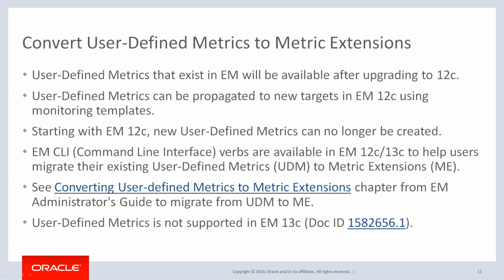There is a set of command line interface verbs available in EM12c and 13c to help you migrate your user-defined metrics to metric extensions. Step-by-step instructions and examples on how to do this can be found in the Converting User-Defined Metrics to Metric Extensions chapter from the Enterprise Manager Administrator's Guide.